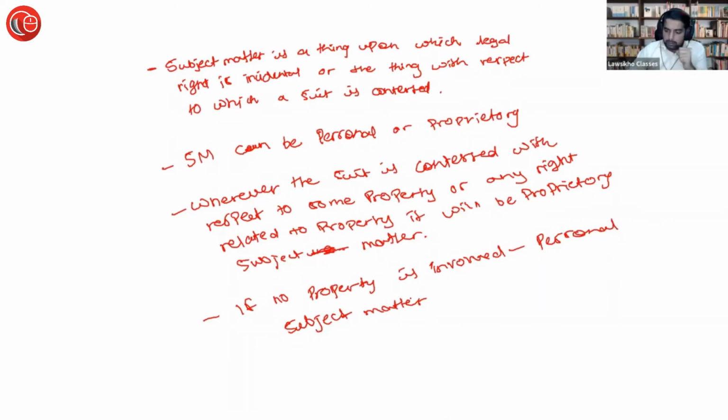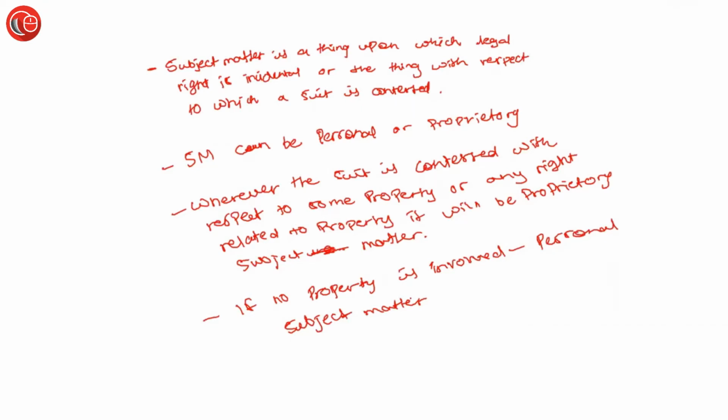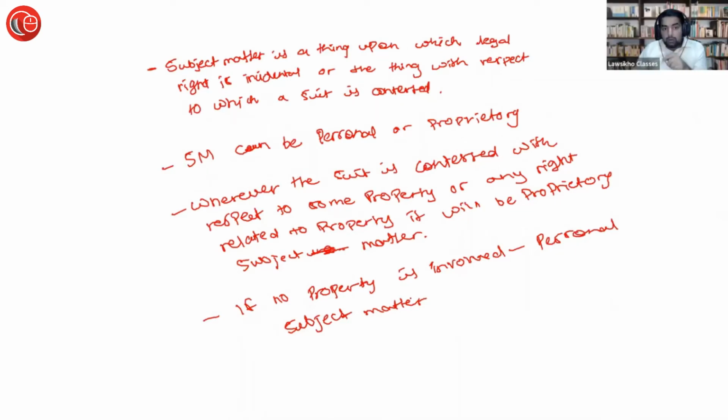Okay, fine. Now, how do you examine the nature of subject matter? ये लिख लिया आप लोगों ने? Yes, sir. ठीक है. Now the question is, how do you examine the nature of subject matter? कि ये subject matter personal है, proprietary है, कैसे examine करोगे? So simple है कि if you want to understand the nature of subject matter, in all cases you will have to examine cause of action. So nature of subject matter समझने के लिए you must examine cause of action.